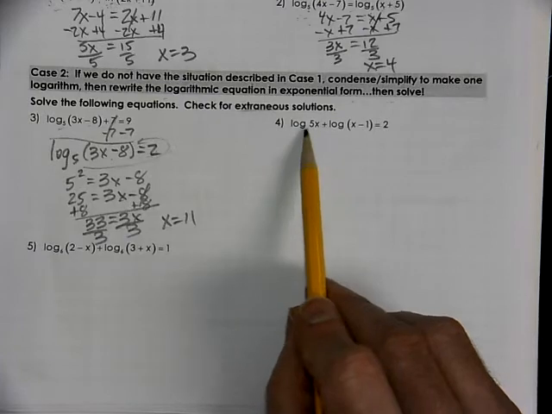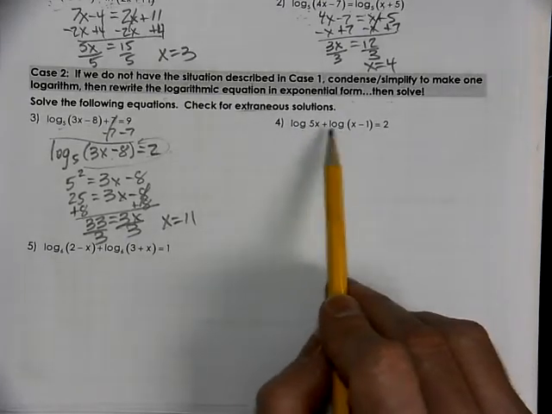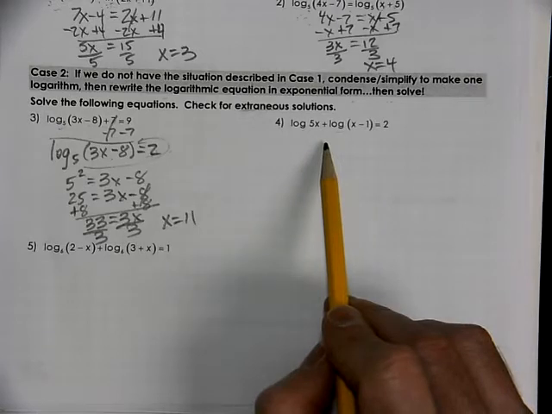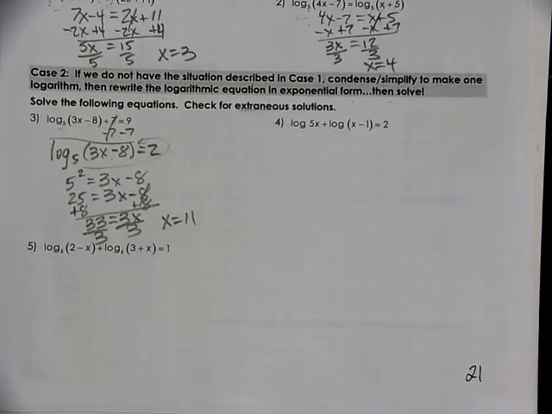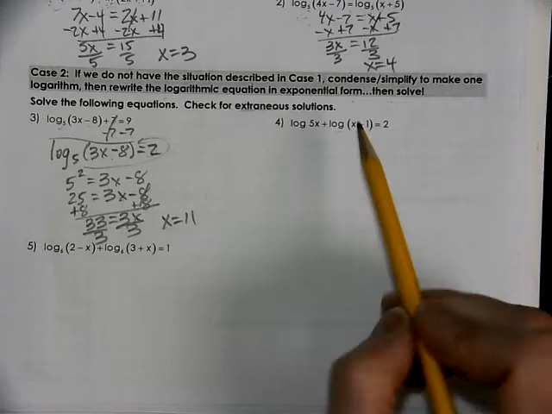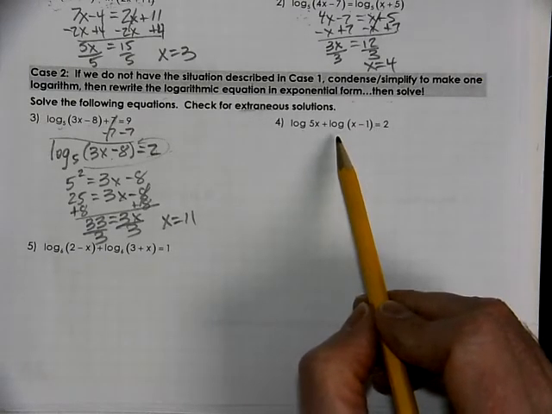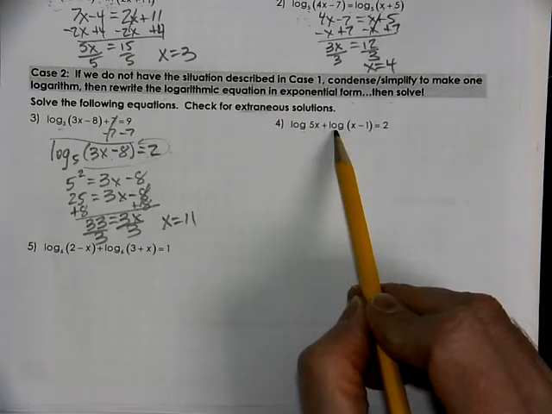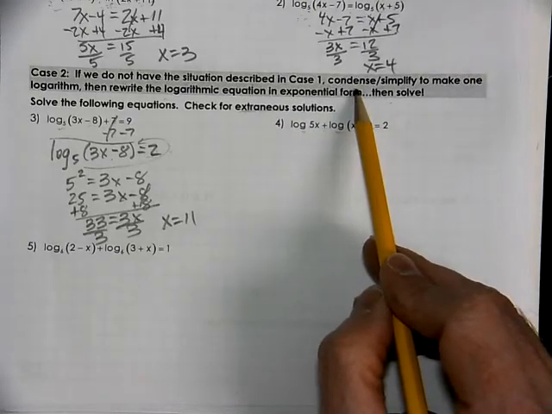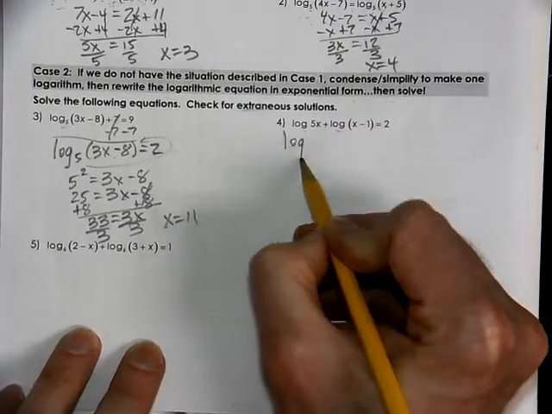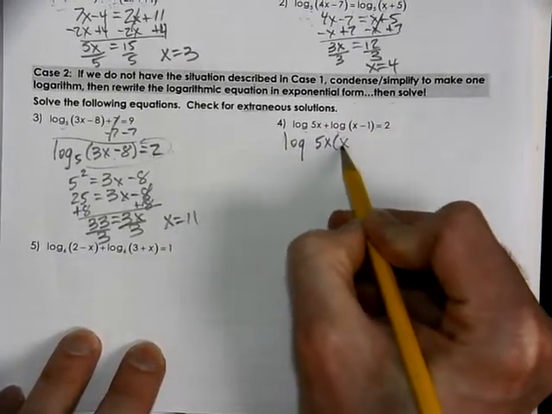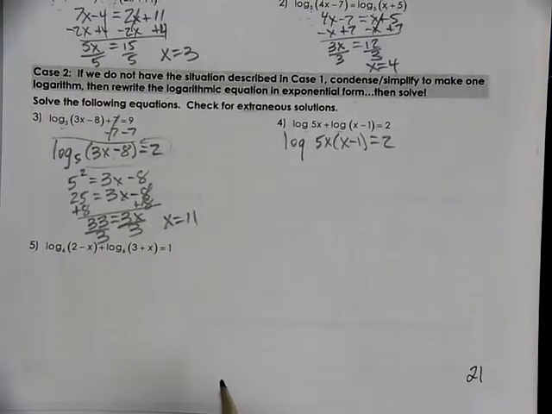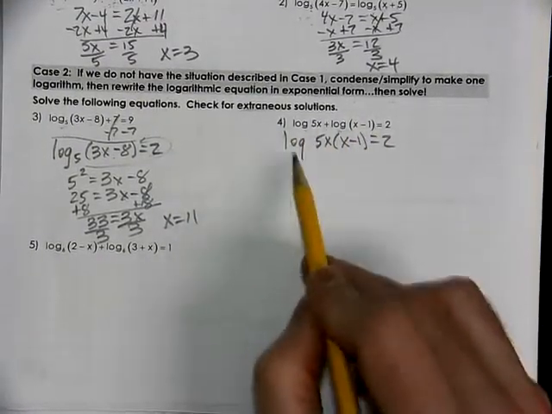Here we come with a different one. This is interesting. This has two logarithms on the same side of the equal sign. They're separated with an addition. So what are we going to do? If you're adding two logarithms, we can condense them together by taking the log of 5x times x minus 1. We condense the two logarithms into one logarithm.